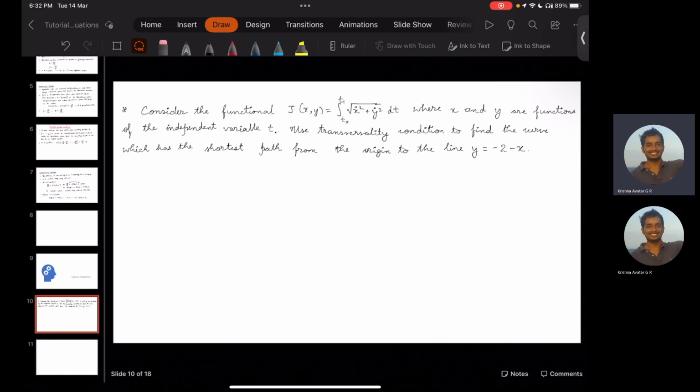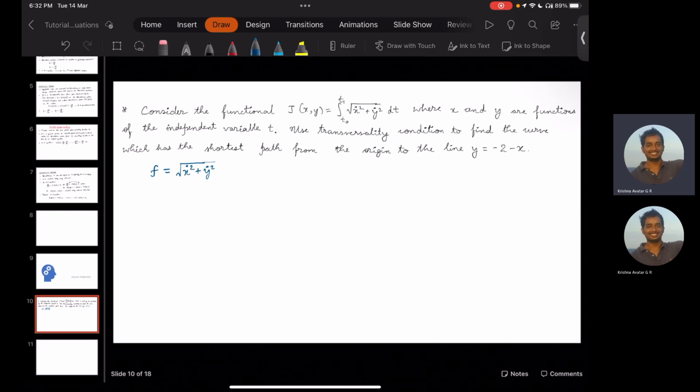Okay. So at first, let me state the integrand of the functional. So we'll denote it by F. F is equal to root over x dot squared plus y dot squared. Right. So what we clearly see is that this problem has one independent variable and two dependent variables.